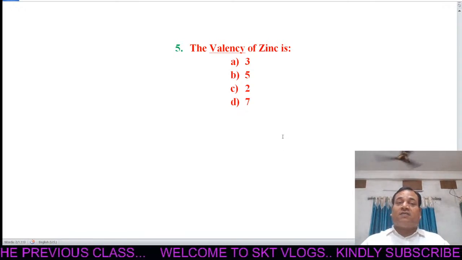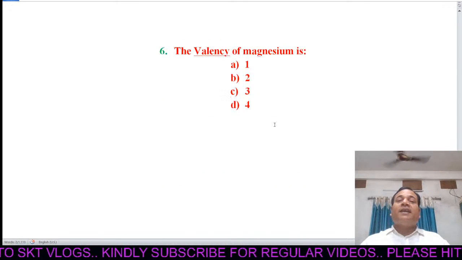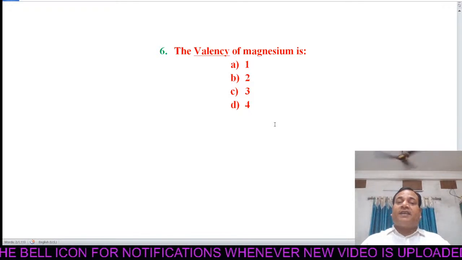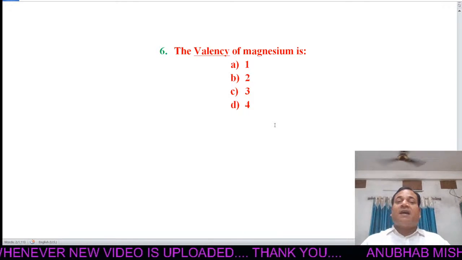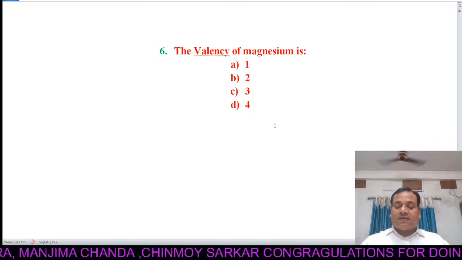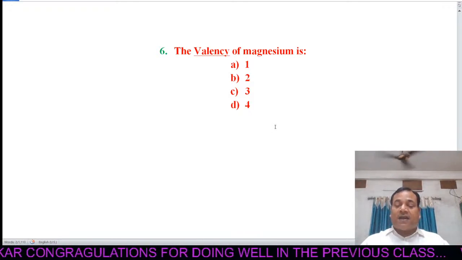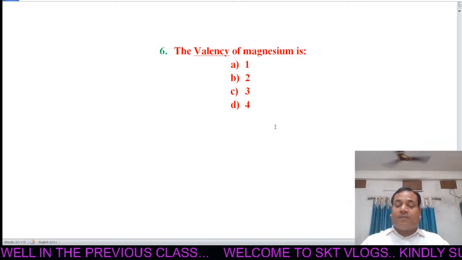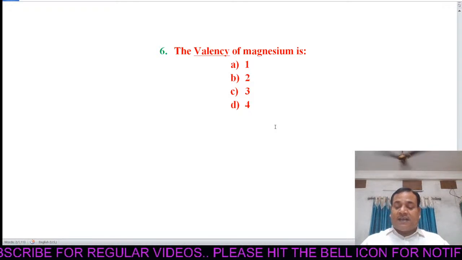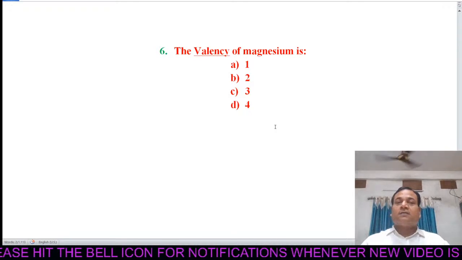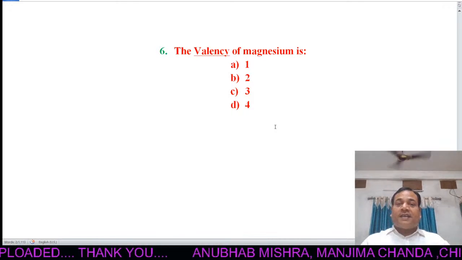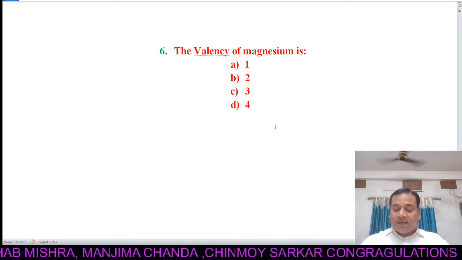We are moving to our next question, question number 6. Here, the valency of magnesium is A 1, B 2, C 3, D 4. The valency of magnesium. Go very fast. The valency of magnesium is what? You must mention the question number. The valency of magnesium. Question number 6 you have on your screen. The valency of magnesium. 6D, someone replied.